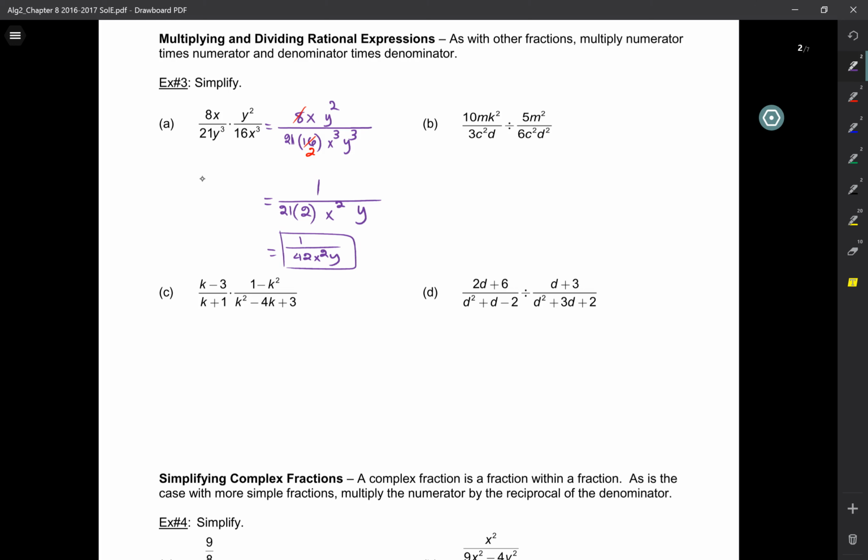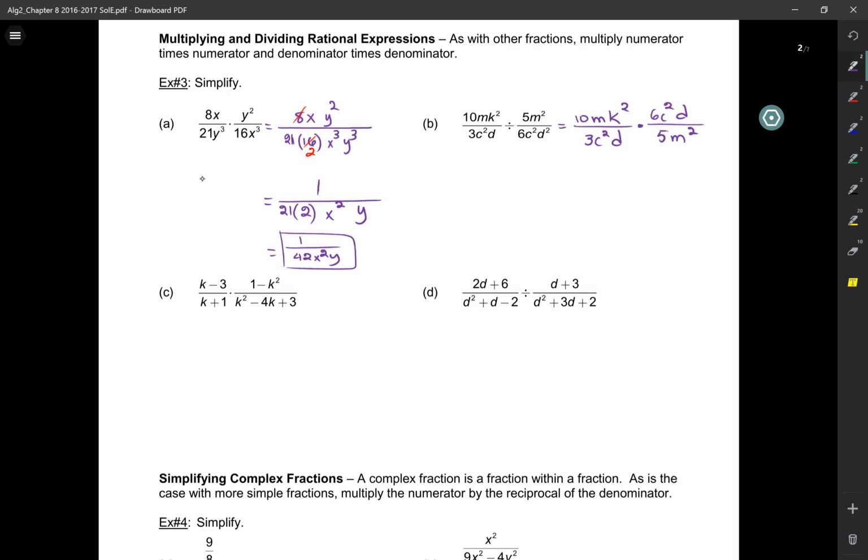Okay, questions? All right, now, what if we have to divide? It's times and then we flip, just like the way we learned back in the 5th grade and the 6th grade and through Algebra 2. Same mathematical rules apply. So this is going to be 10mk squared over 3c squared d times 6c squared d over 5m squared. Now it's transformed into the same type of problem as part A.